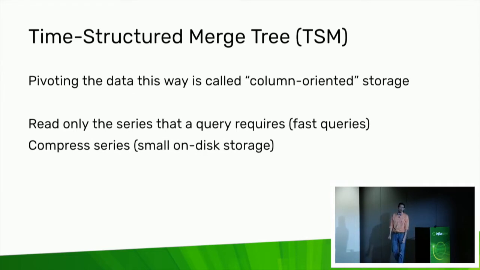So pivoting data this way, we call that column-oriented storage. Line protocol is more of a row-oriented storage. Reading only the series that a query needs is very useful, and TSM allows us to do that because now that the data is organized, grouped by series key, an InfluxQL query can just get data from the series that it needs. We don't have to iterate over our entire data set. So queries are fast, and then of course compression or compaction is very efficient and also helps with performance.